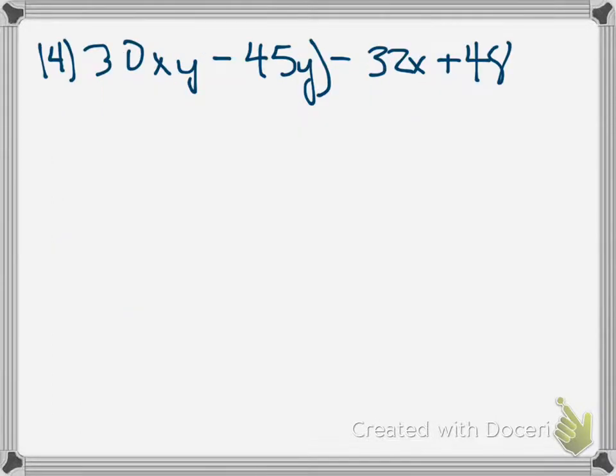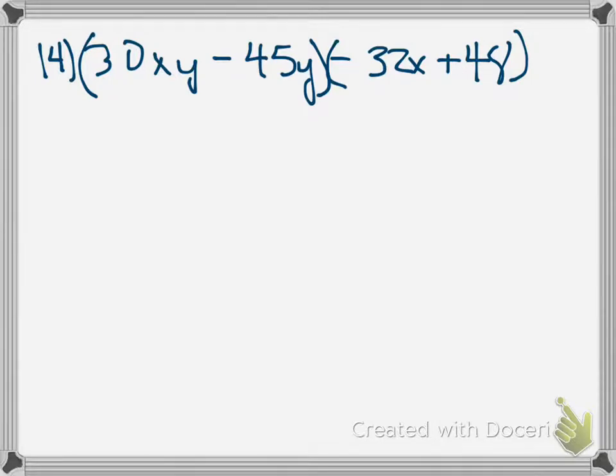Okay, if you notice here on number 14, you have 4 terms. Anytime you have 4 terms, think you're going to do factor by grouping. So what does that mean? That means you're going to put parentheses around the first 2 terms, you're going to put parentheses around the last 2 terms, and that's what you're going to work with. The first 2, you're looking for the greatest common factor. So factor by grouping is like a greatest common factor type of problem.